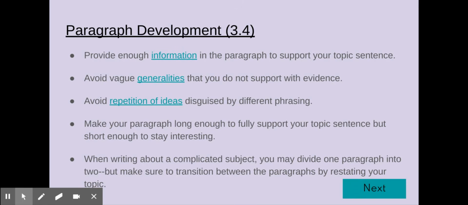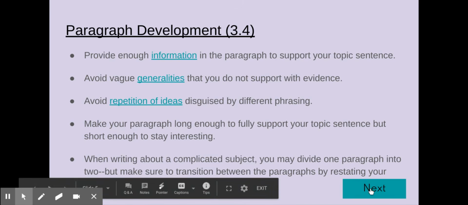The last bullet says, when writing about a complicated subject, you may divide one paragraph into 2. So there's some topics that are just too complex to fit into one paragraph. But if you break it into 2, make sure to transition between the paragraphs by restating the topic. So the reader needs to know that the second paragraph is still discussing what you were discussing in the first paragraph.